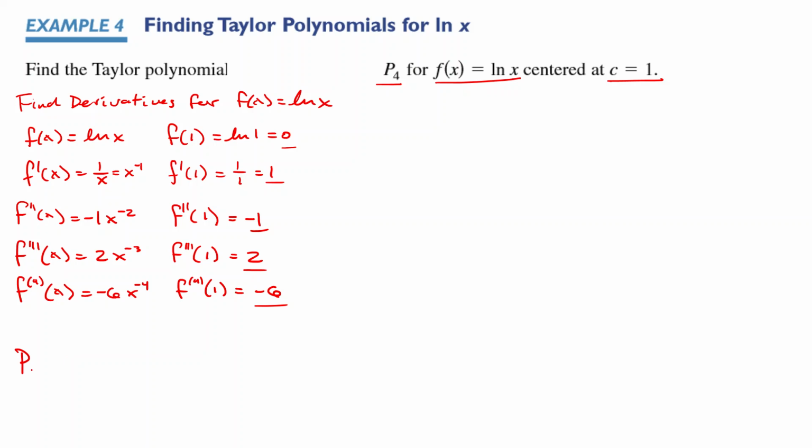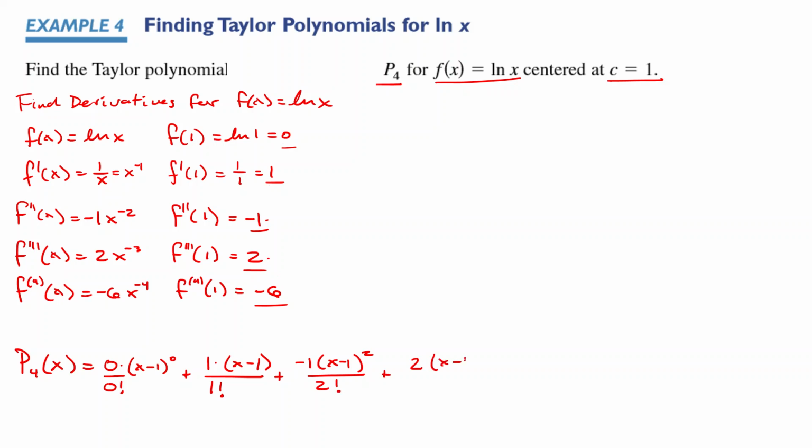So then our 4th degree Taylor polynomial centered at 1 for x is, well, it starts off with this guy, 0 times x minus 1 to the 0, technically over 0 factorial, plus 1 times x minus 1, where it's centered, over 1 factorial, plus negative 1 x minus 1 squared over 2 factorial, plus, now we're at this guy here, 2 x minus 1, let's see, to the third over 3 factorial, plus negative 6 x minus 1 to the fourth over 4 factorial.